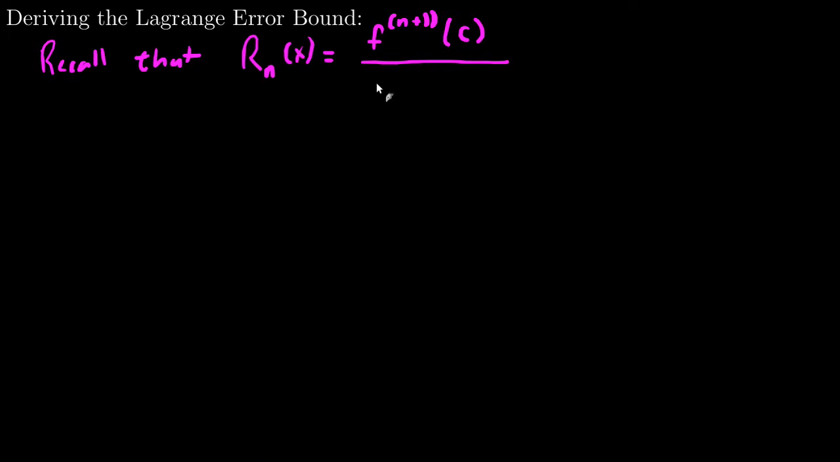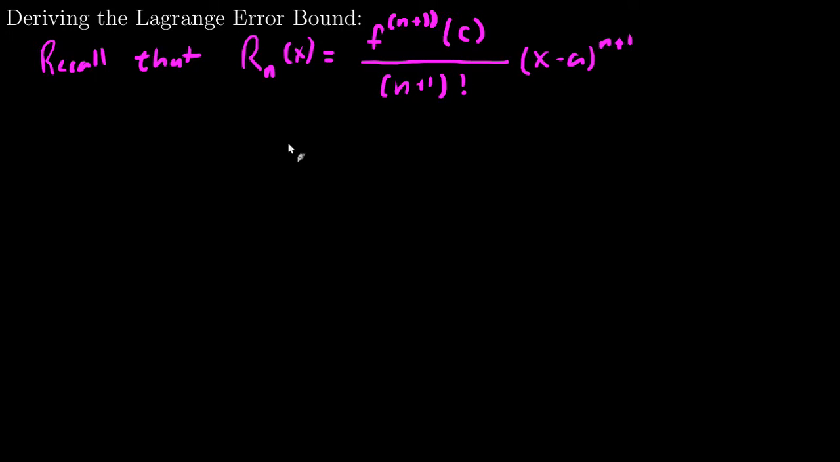So recall that the remainder theorem shows that the remainder of the nth degree Taylor polynomial will be the n plus first derivative of some c in that interval divided by n plus 1 factorial multiplied by x minus a to the n plus 1.